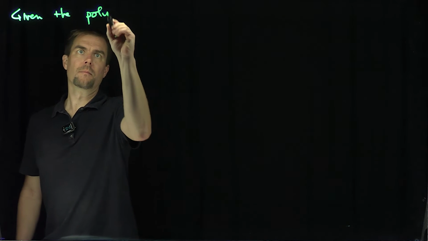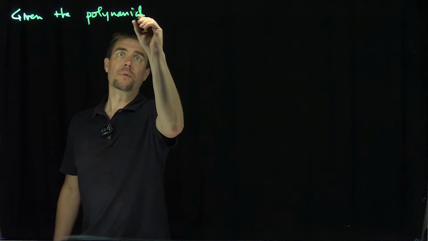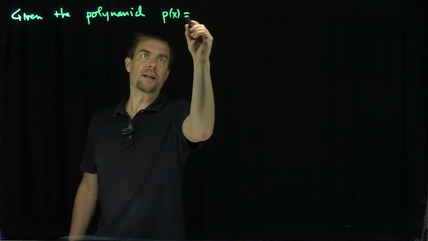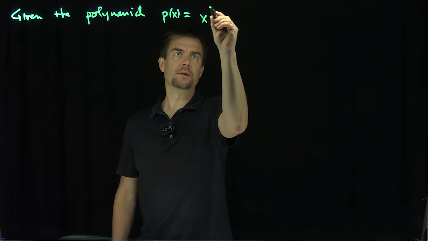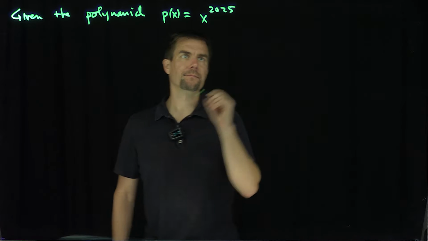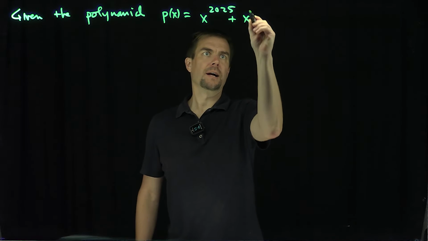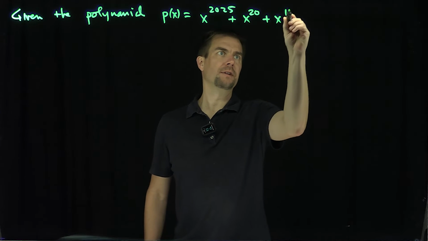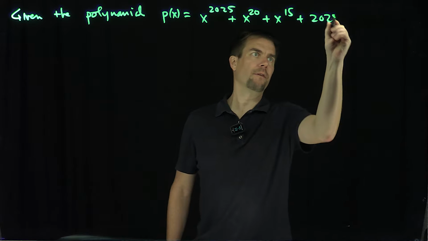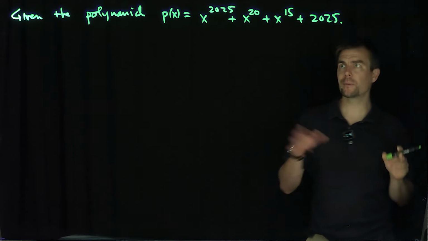Hello students, in this video we'll prove a Lower Michigan math competition problem that involves a point of tangency on a certain polynomial. Let's be given the polynomial p of x, and as is standard, we use the year: x to the 2025 plus x to the 20 plus x to the 15 plus 2025. So there's some high degree polynomial.